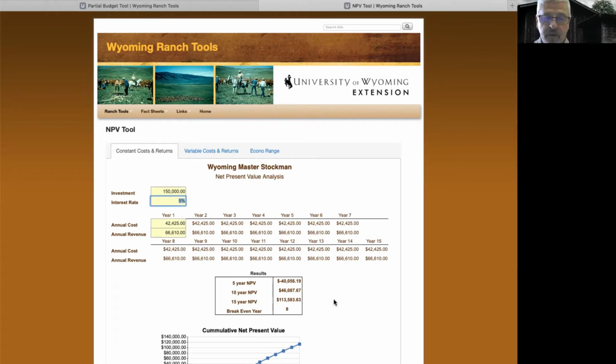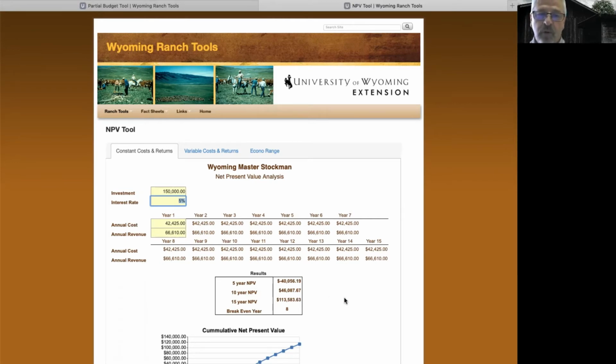So if you're interested in adding sheep to your operation and you go through these calculations, a break-even year of 8 years might be too far out for you. You might not be interested in it. But it might be something you are interested in, and certainly after 10 years we're seeing a pretty positive return. So that's the way you would look at this.